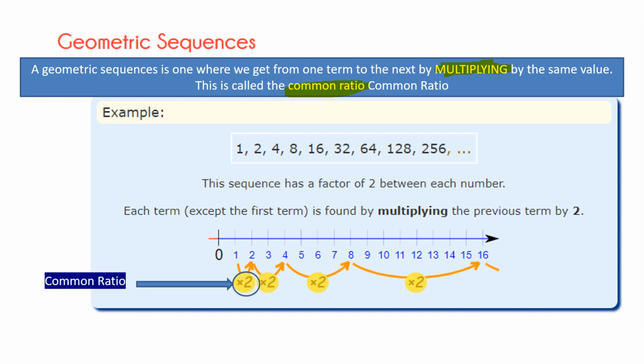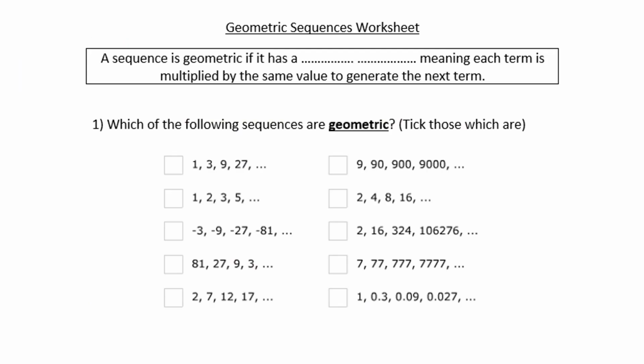So if we look at this sequence, we've got 1, 2, 4, 8, 16, and we can see that each term is doubled. So 1 times 2 is 2, 2 times 2 is 4, 4 times 2 is 8. So each time we are multiplying by the same number, and that value is called a common ratio. Okay, so your activity today is to fill in the worksheet that is attached in Classcharts.